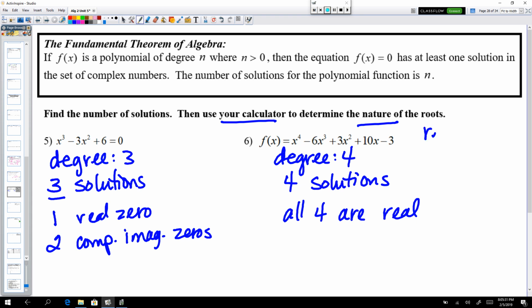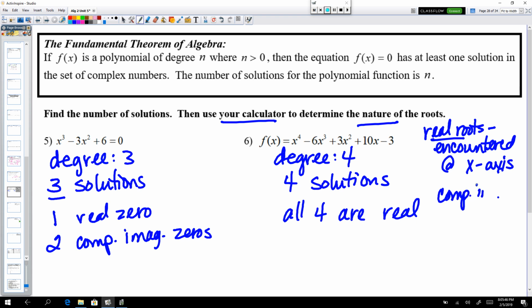So just as a reminder, real roots are encountered at the x-axis, complex imaginary roots don't cross or bounce at the x-axis. Okay, and you already know what total number you have based on the degree, so you can always just subtract the real from the total and you'll get the imaginary. Okay, so that's the fundamental theorem of algebra.